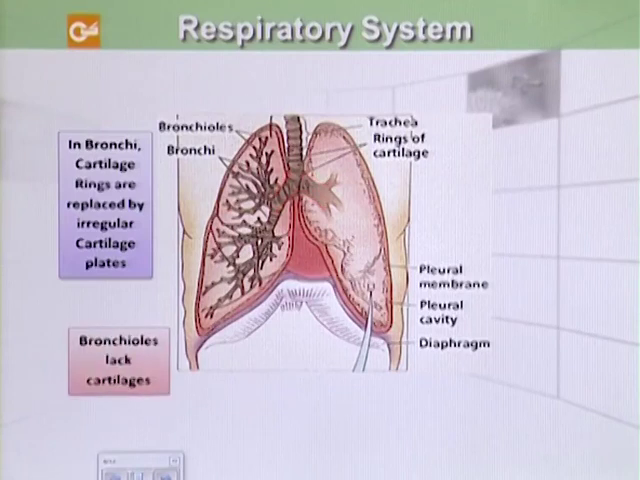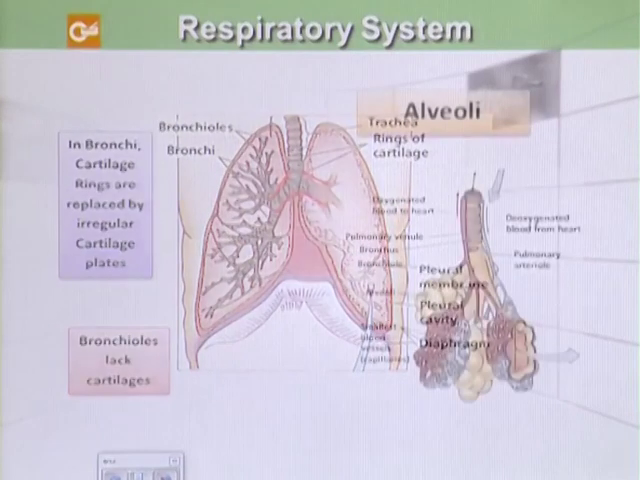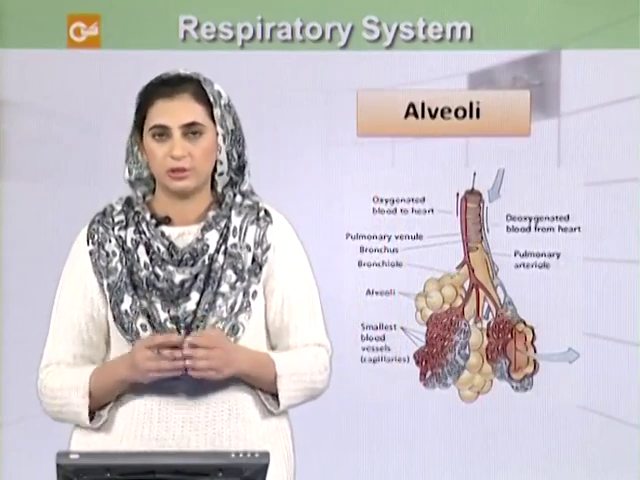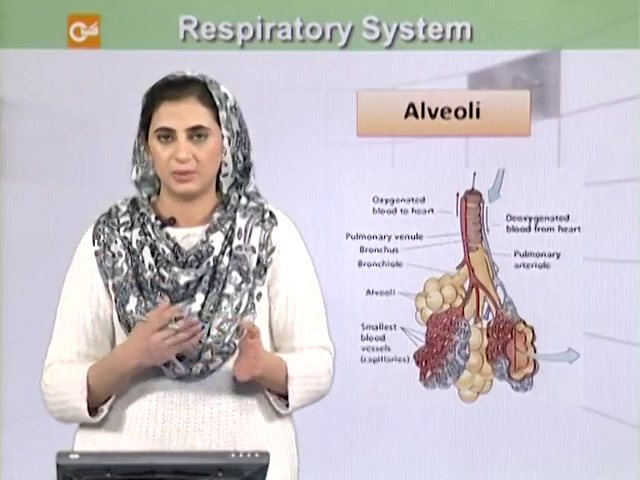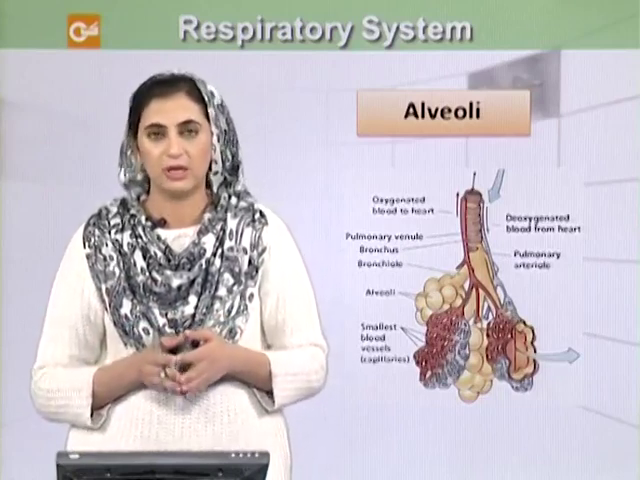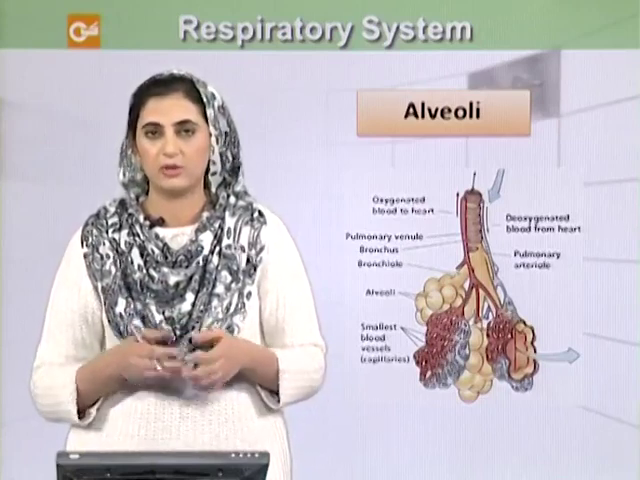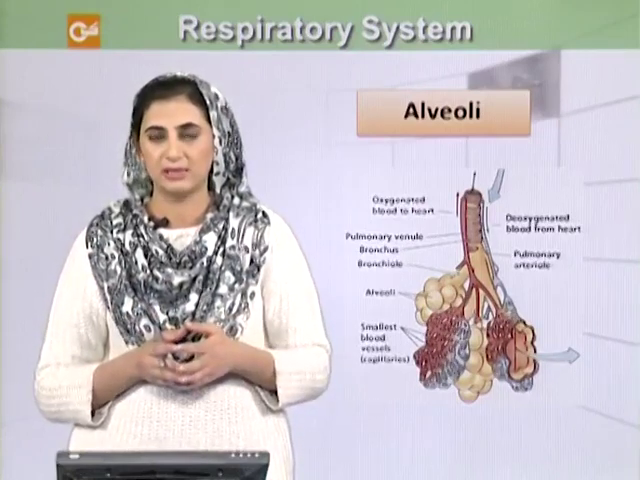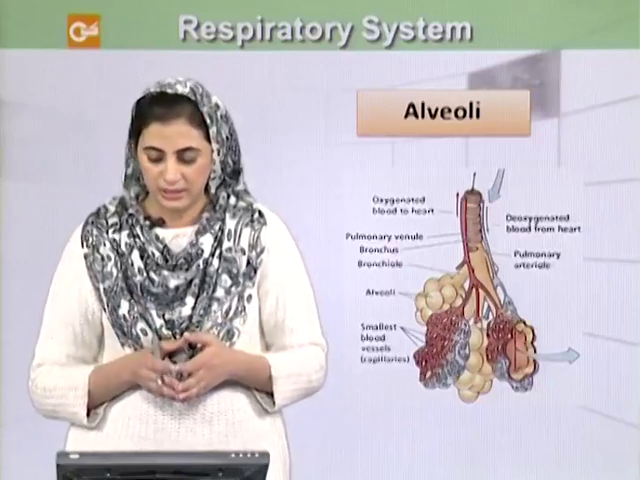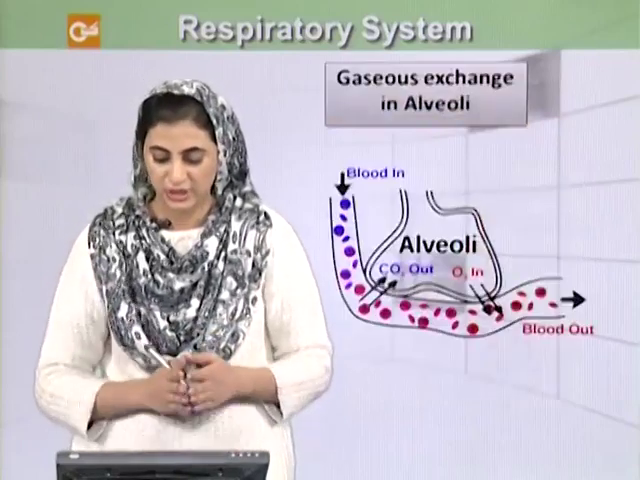In the case of bronchioles, they lack cartilage, and instead of cartilage they have solely muscles. Air passing from the bronchi to the bronchioles is divided and subdivided into bronchioles, and then subsequently into alveoli, and alveoli consist of a number of air sacs. These are the functional unit of the lungs, and they are involved in gaseous exchange.